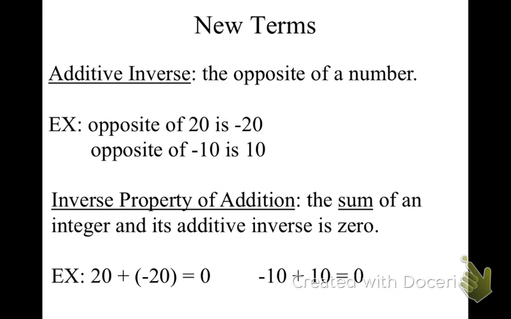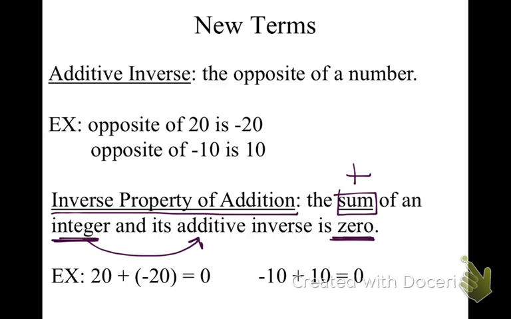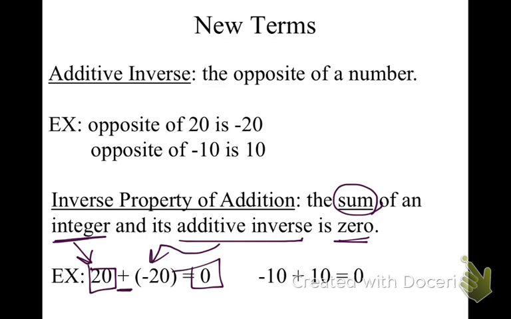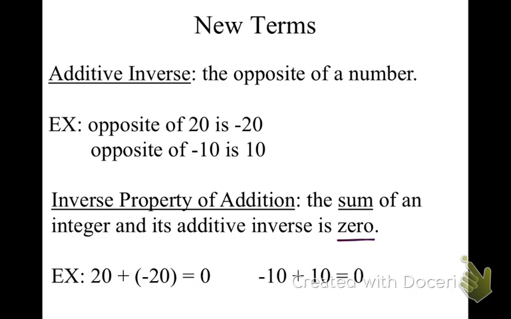Then our next new term is the inverse property of addition. So what is this telling us? It's telling us if we take an integer and its additive inverse and we find the sum, so we're adding it together, it's always going to give us 0. So for example, I have 20. This is my integer. I find its additive inverse, which is a negative 20. The sum, which I add together, is going to be 0, which I have right here. So basically what we're doing is we're trying to make it equal to 0. How do we make it equal to 0? By combining it with its additive inverse. So make sure that this is in your notes along with an example.